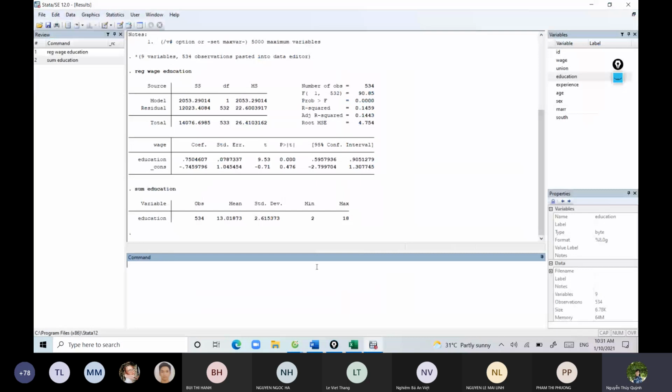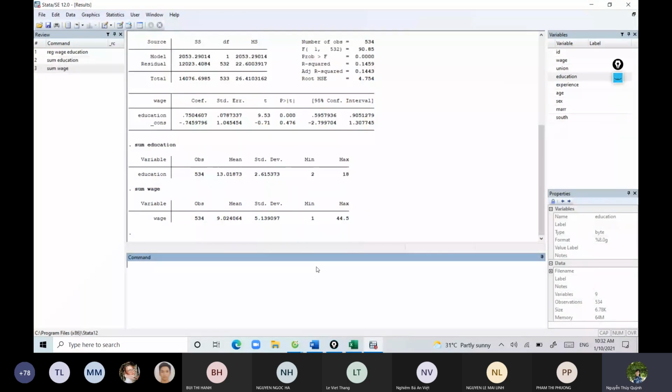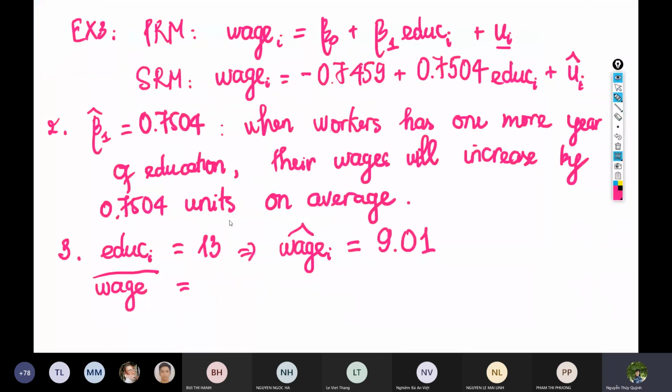Now let's sum wage. And you can see that here, the mean of wage is 9.024. Okay, so we have the mean value of wage is 9.024. Okay, let's compare these two values.